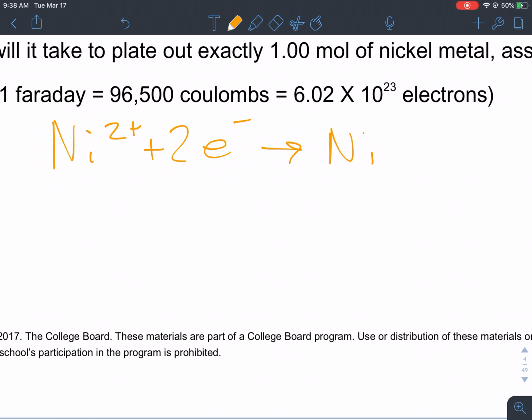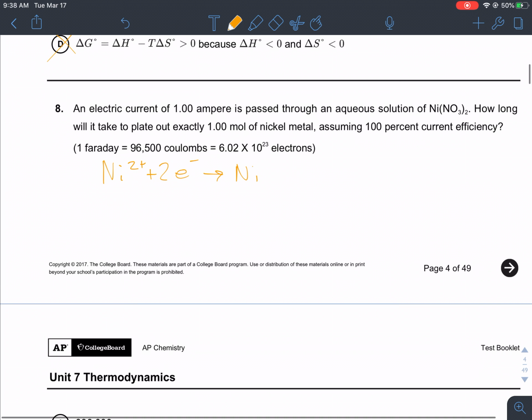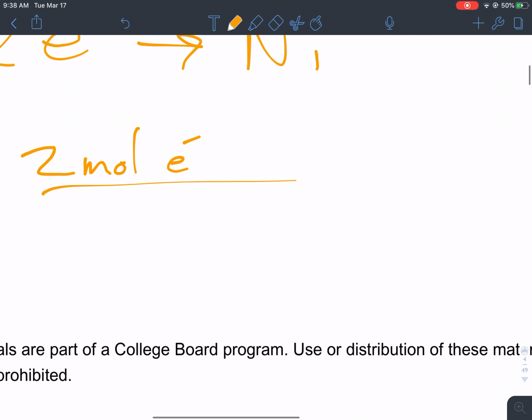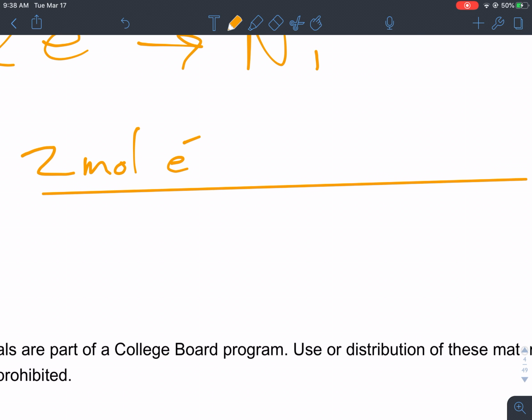2 electrons had to come out. So that's kind of like a hidden detail in all of this. All right. If you have 2 moles of electrons, you can multiply that by a couple numbers to make this make sense. Then 1 mole of electrons comes into play on Faraday's constant, 96,500, right?